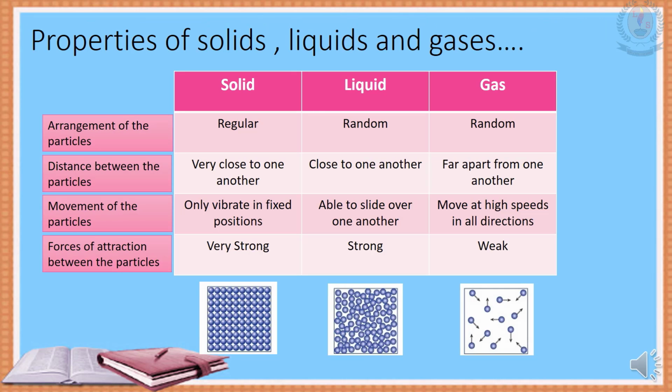Properties of solids, liquids and gases. In your previous classes you may have learned the physical properties of solids, liquids and gas. Solids have a fixed shape, liquids take the shape of the container, and gas is also like that. So these are the properties normally we learn. But in this lesson we are going to discuss the arrangement of the particles, and because of these arrangements, what kind of behaviors solids, liquids and gas possess.